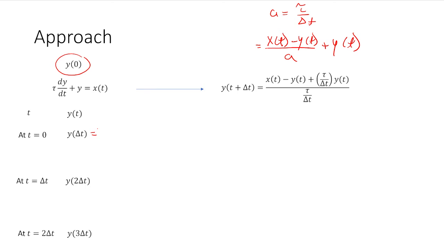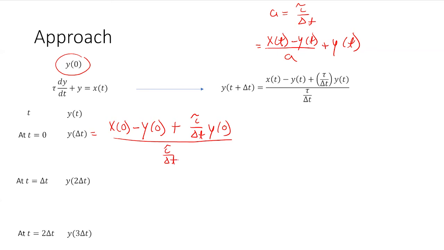Well, I basically go into this equation right here, and I plug in t equal to 0 to this expression, right? So I get that y of delta t has to be x of 0 minus y of 0 plus tau over delta t, y of 0, all divided by tau over delta t, like that, okay?